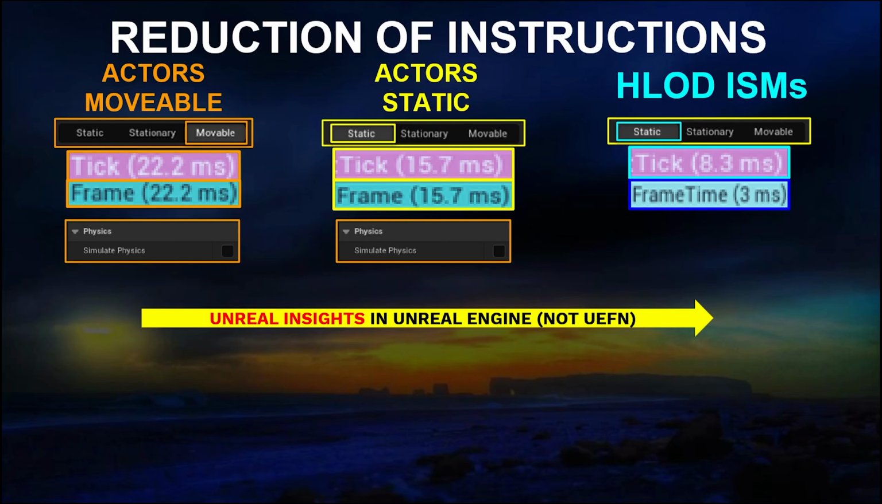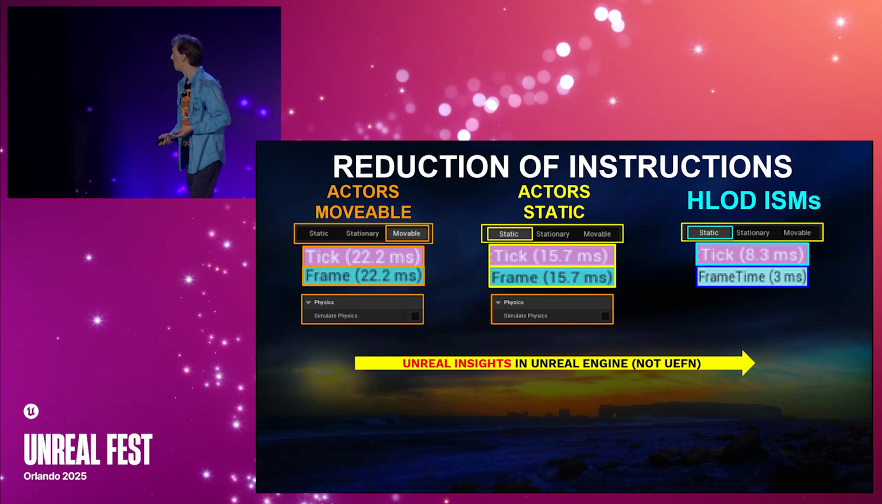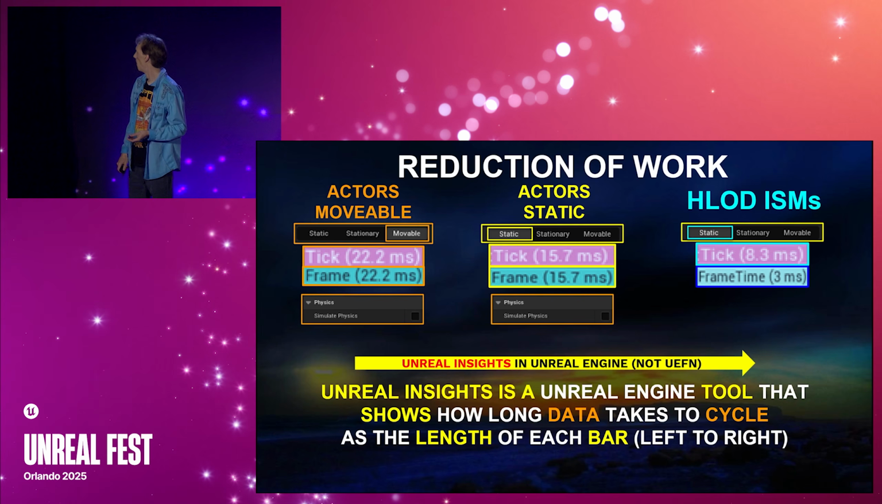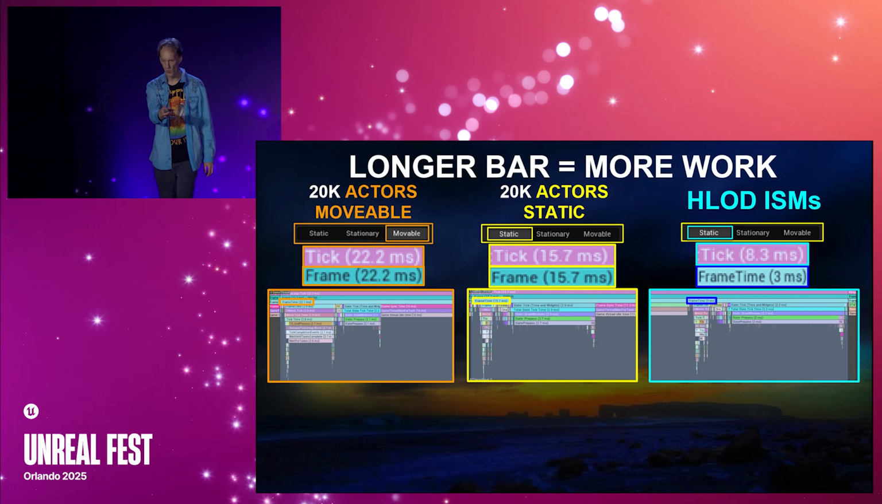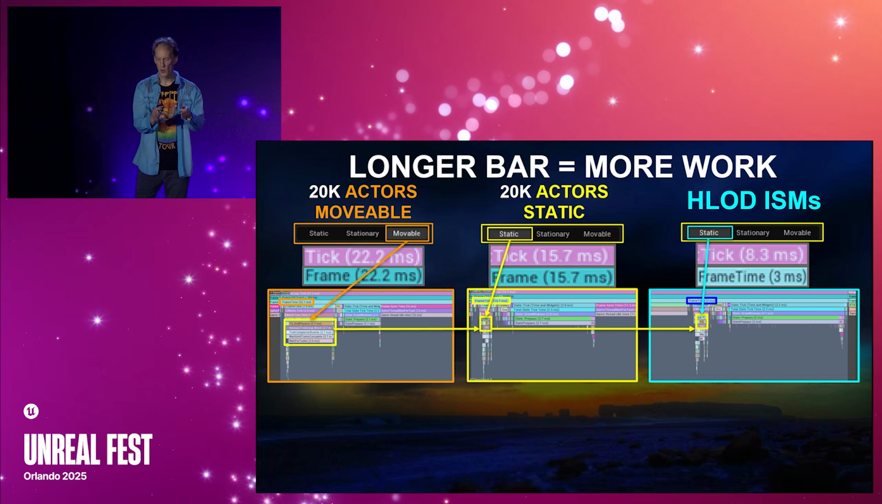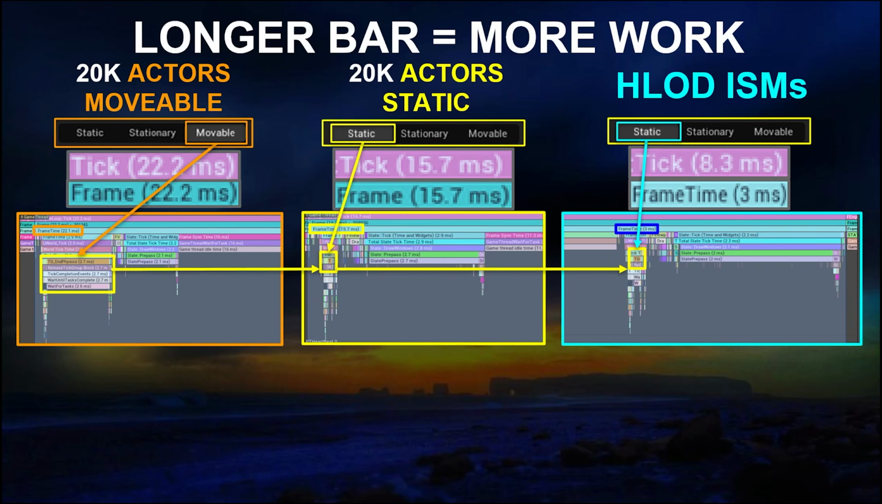So we're going to look at Insights here for those three different options: movable enabled, set to static, or an HLOD. How Insights works is, the bigger the bar is, the longer it's cycled, and so the fewer frames you're getting. Here on the far side, we go from 22 to 15 to 3. You see we have this large bar on the side that says end physics. That is just because it's movable, so we're checking to see if it was moved, and that's every frame for 20,000 actors.